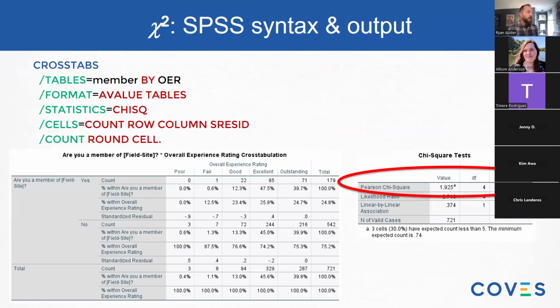On the left, we have the distribution. Members and non-members populate the rows going across, and overall experience rating are the columns: poor, fair, good, excellent, outstanding. The test result table is on the right. You can see the Pearson chi-squared test statistic itself, which in this case is 1.925, and the asymptotic significance two-sided value, which just means both ends of the distribution, at 0.75. That is the p-value, 0.75.